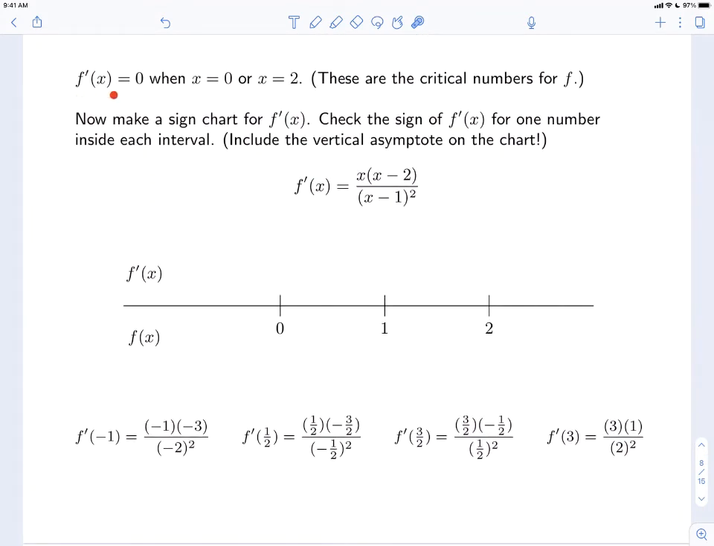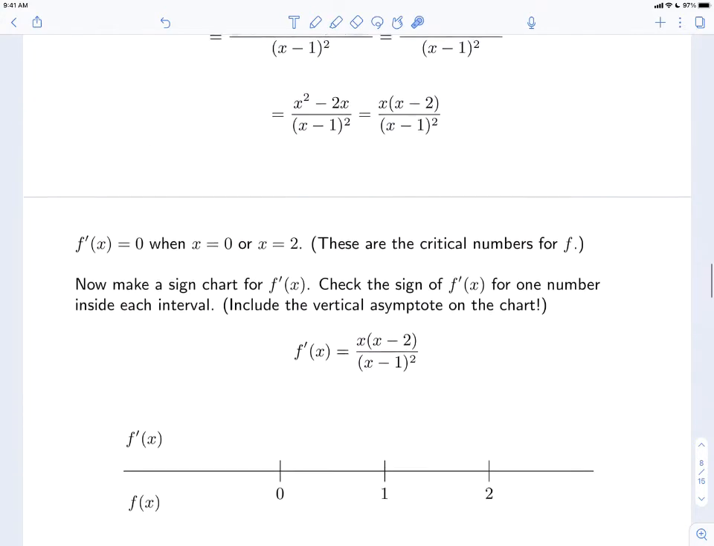We know that this derivative is equal to 0 when x is equal to 0 or x is equal to 2. These are the critical numbers for f. The derivative doesn't exist when x is equal to 1, but x equals 1 is not a critical number. That's because it's not in the domain of the function.